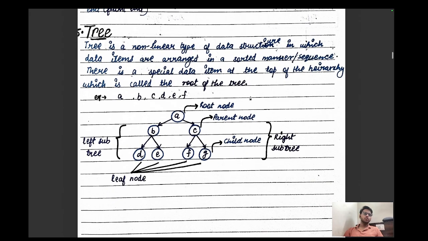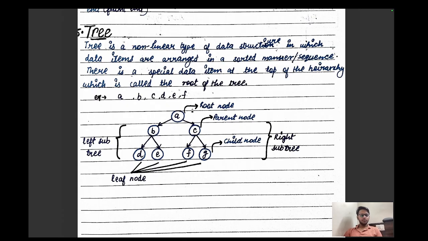You will study trees in detail in your fourth unit, where we have different types of trees like B tree and AVL tree. Do not worry about these things; you will get to know them very soon. In short, a tree is a non-linear data structure in which data items are arranged in a sorted manner. There is a special data item at the top of the hierarchy, which is called the root of the tree.